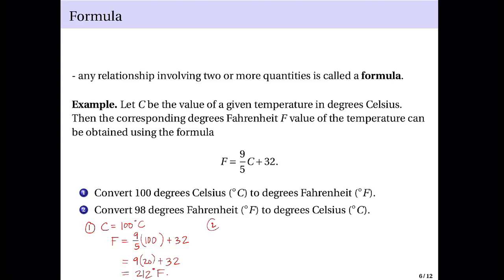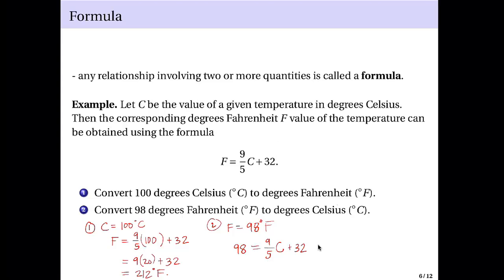For number 2, you are given the degree Fahrenheit. You are given F, which is equal to 98 degrees Fahrenheit. To convert this to Celsius, let's start with this formula. You have 98 degrees and then 9 over 5 C, because we want to find that degree Celsius. We want to convert 98 degrees Fahrenheit to degrees Celsius. So 9 over 5 C plus 32.